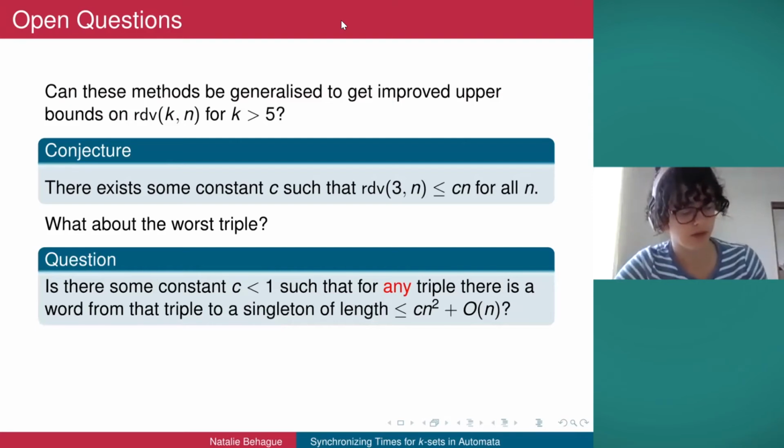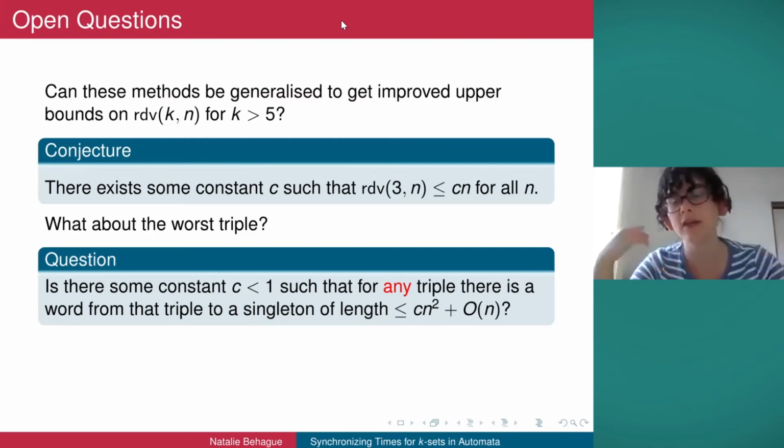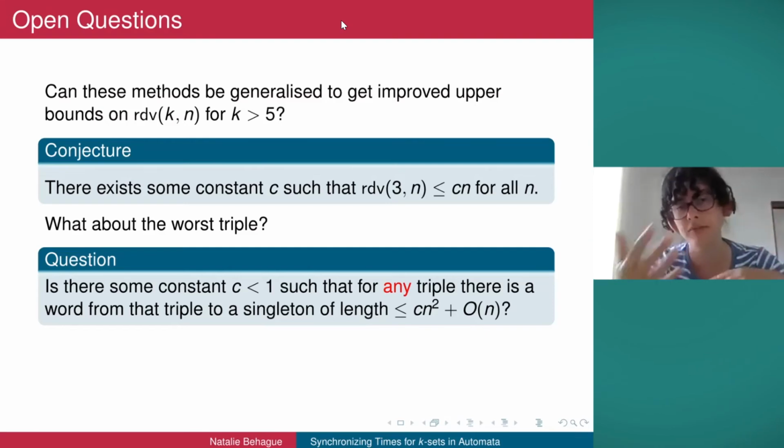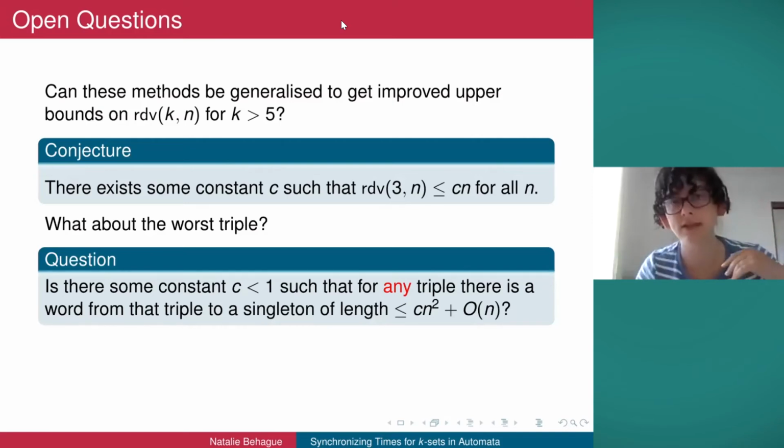So what do I want to say? The open questions about k-set rendezvous time, if you do them for a fixed k, don't immediately give you anything towards Cerny's conjecture. Obviously, you hope that they give you tools and techniques that can then be generalized to Cerny's conjecture, but they don't immediately spit out anything.